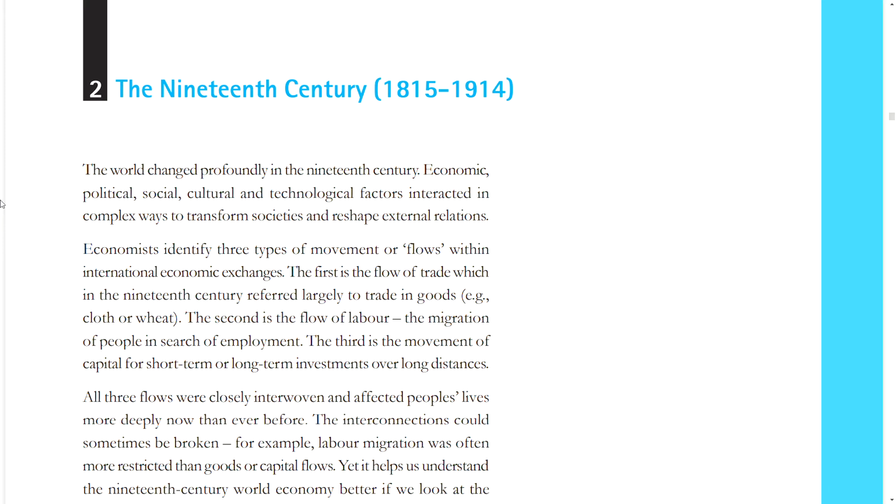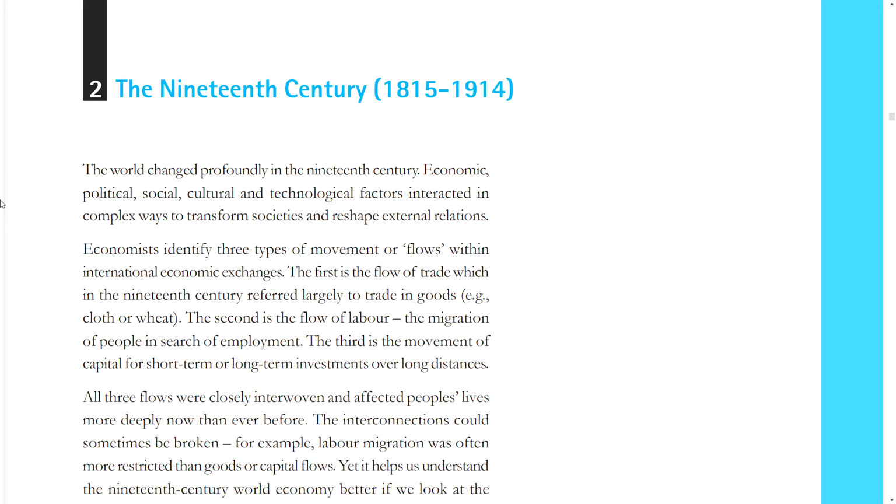Economists identify three types of movement or flows within international economic exchanges. The first is the flow of trade, which in the 19th century referred largely to trade in goods, for example, cloth or wheat. The second is the flow of labor, the migration of people in search of employment. The third is the movement of capital for short-term or long-term investment over long distances.